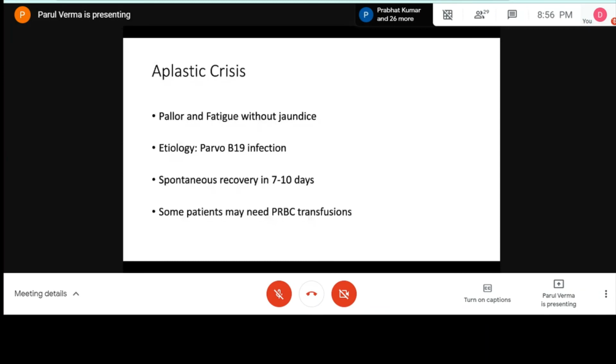The next type of crisis is aplastic crisis. Now, aplastic crisis is distinguished from sequestration crises by the retic count will not be high. There would be pallor, there would be fatigue, there would be no jaundice, and spleen size will not increase, and the retic count would be low, which is high in sequestration crisis. It is most commonly caused by parvovirus B19 infection, which has a trophism for immature RBCs.